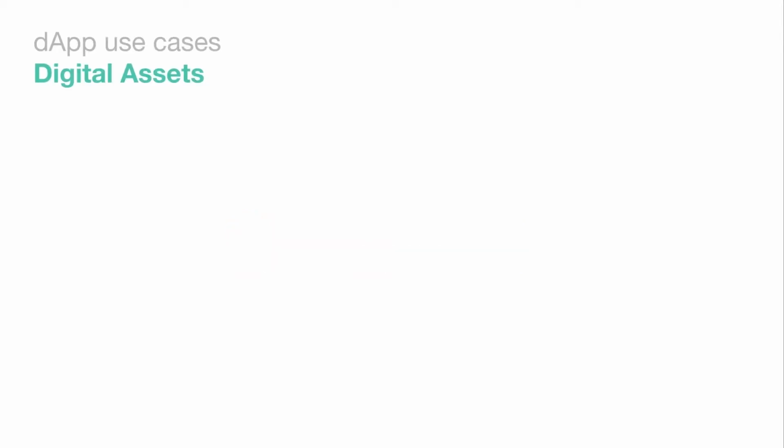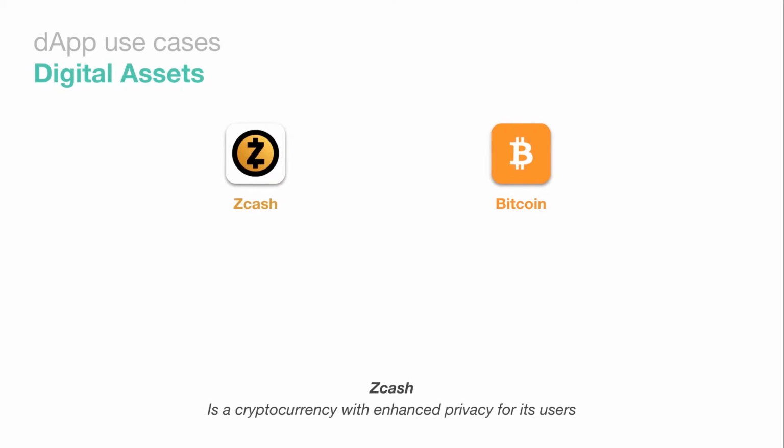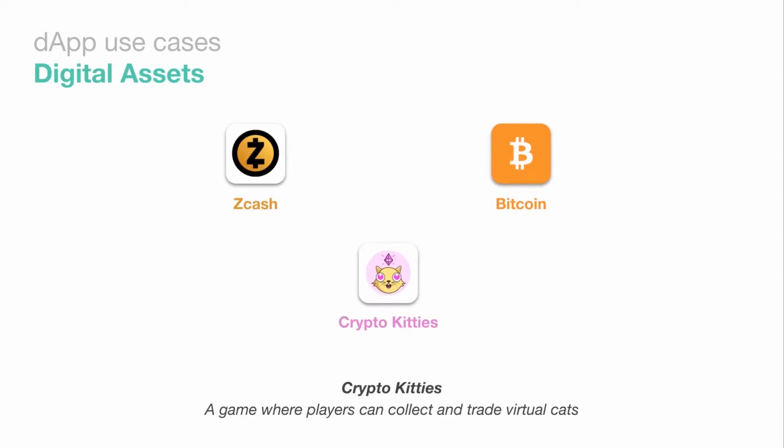Let's have a look at some real-world use cases. The most prominent use case for dApps is transferable virtual property. We have talked about Bitcoin, the most famous example of this category. But there are also other cryptocurrencies with different features. For example, Zcash, with a bigger focus on privacy. Digital collectibles are also gaining a lot of traction right now, through the rise of CryptoKitties.